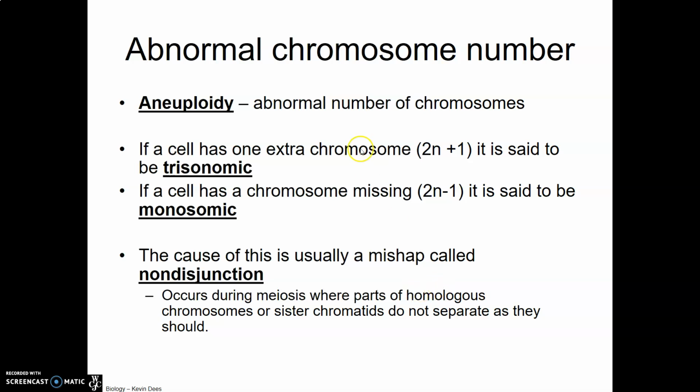We call these small abnormal chromosome number changes aneuploidy, where we have an abnormal number of chromosomes. Now, if a cell has one extra chromosome, diploid plus one, it's said to be trisomic because there would be three. If the cell has a chromosome missing, therefore it's diploid number minus one, it's said to be monosomic because it would only have one. Most often these mishaps are caused by something called nondisjunction that occurs during meiosis, where homologous chromosomes or the sister chromatids don't separate the way that they should.